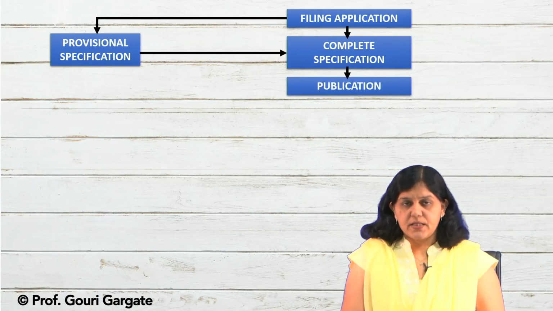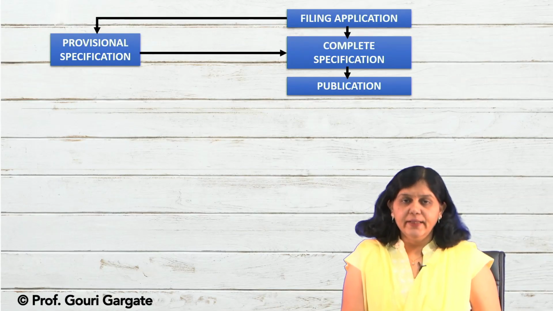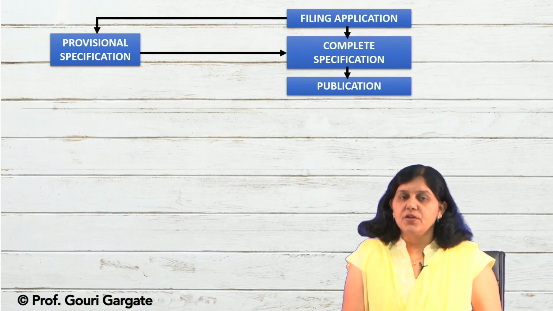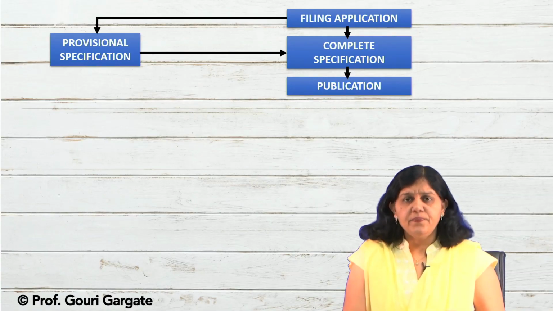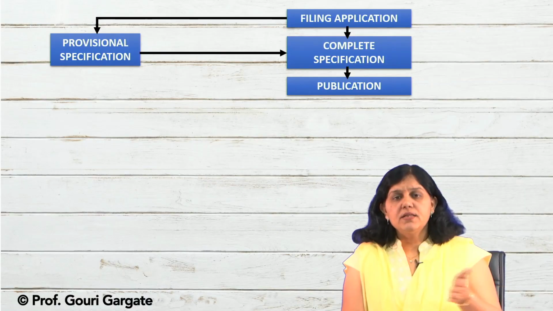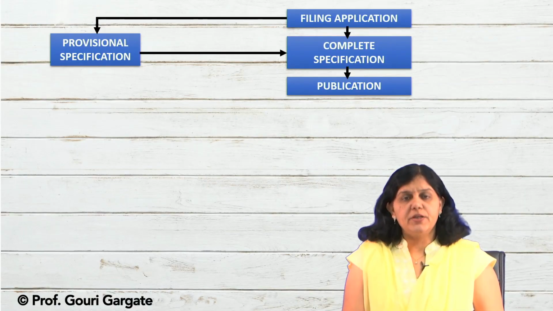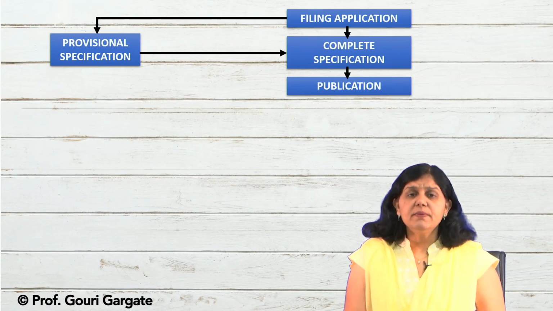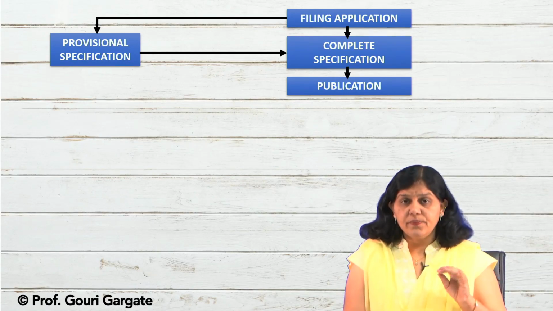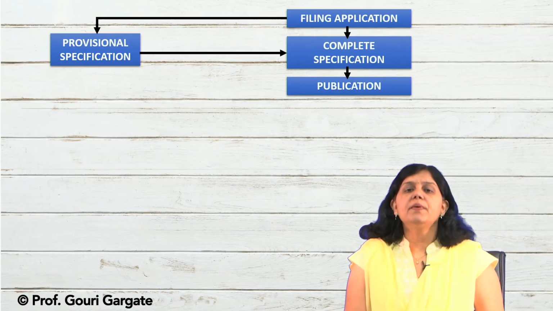Next is publication. What is the meaning of publication? Here, after 18 months the patent application will be published. It is automatic. Based on the date of the application you have filed, either provisional or complete, that zero time is considered and exactly at the end of 18 months your patent application will be published. What exactly is published? The bibliographic information, abstract, number of claims, and number of drawings. This information will be published.